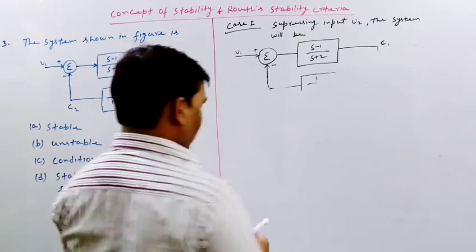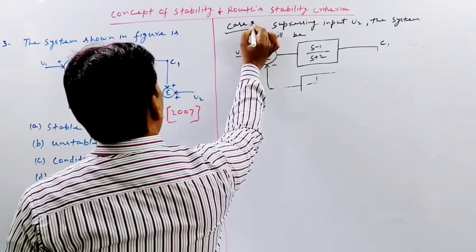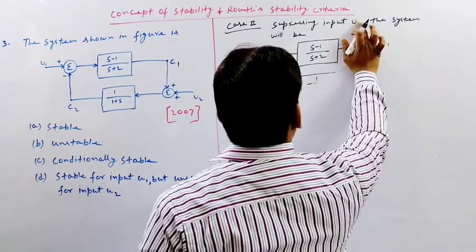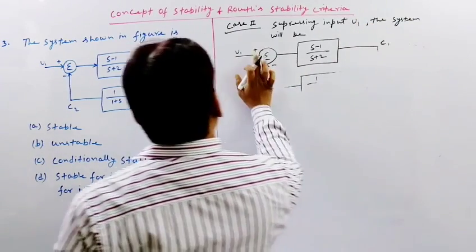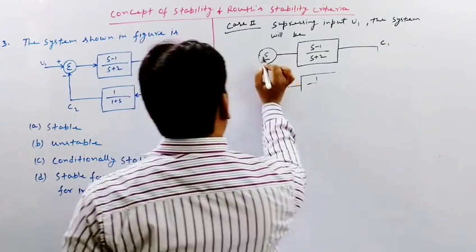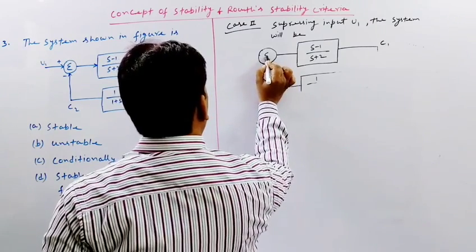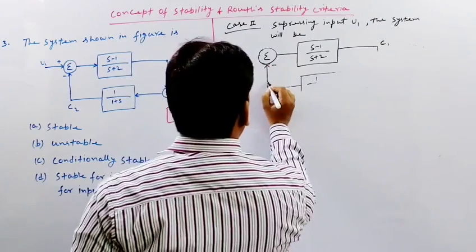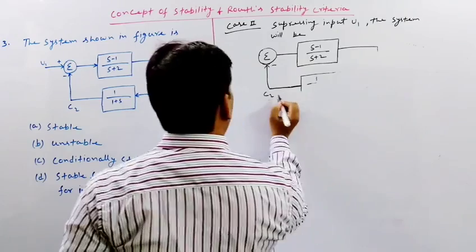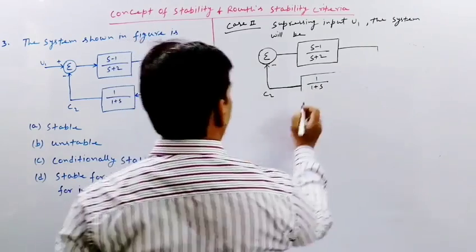So it will be case 2. Now case 2, suppressing input u1. So we have to suppress input u1, and now we have to take input u2 only. Okay, so if we take input u2, this will be C2, and this is 1 plus s.